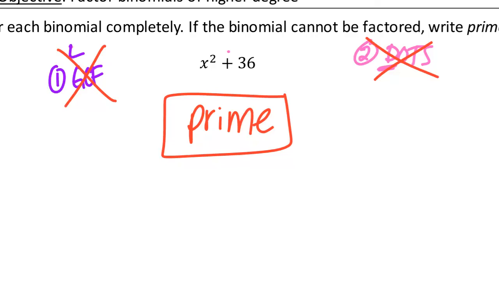I talked about it, but I don't know if you guys got what I was saying. I don't know if you all paid attention. So before I move on, I want righties to tell your partner how come we did not split it into two binomials. What was wrong with this example? Why was it not a difference of two squares? Righties, go ahead and tell your partner.